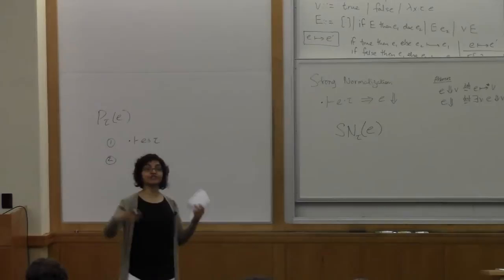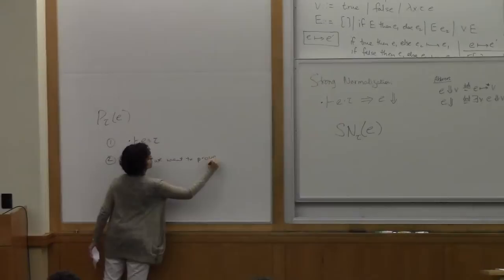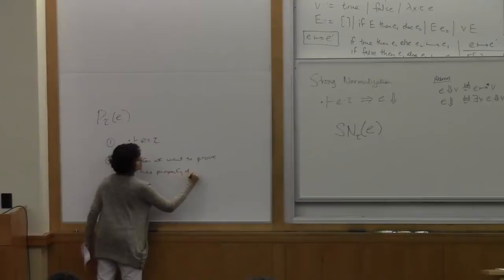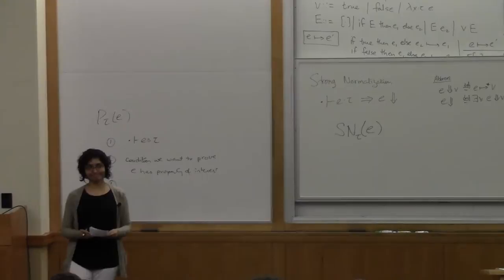We're going to define the predicate so that it says that this expression has the property of interest. Okay? The condition we want to prove: E has the property of interest. Then we're going to define SN of E to say that E terminates. Okay? Third, and this is the weird one, it's the one that we sometimes use and sometimes don't.